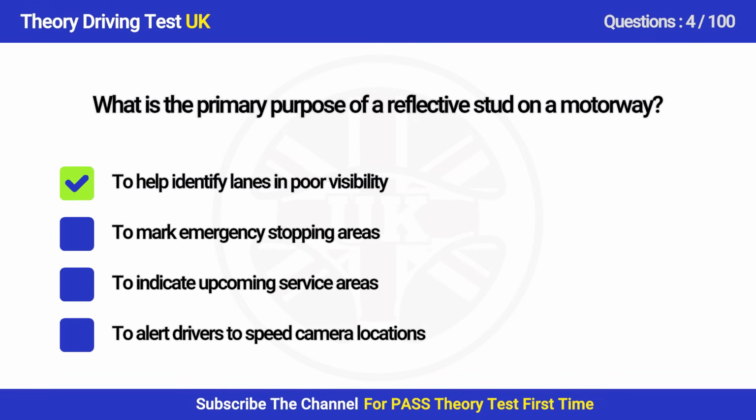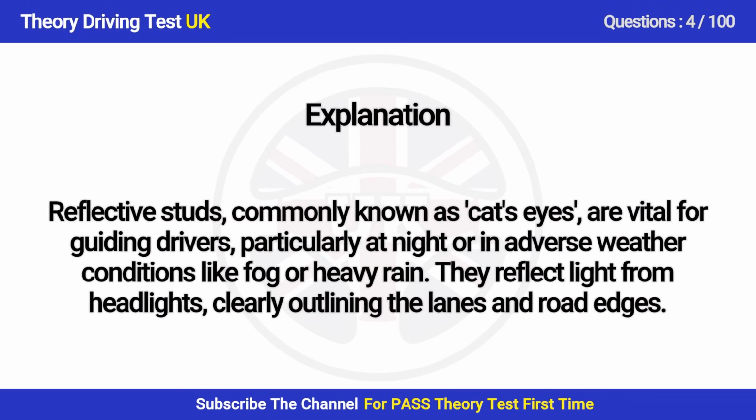Answer is A. To help identify lanes in poor visibility. Reflective studs, commonly known as cat's eyes, are vital for guiding drivers, particularly at night or in adverse weather conditions like fog or heavy rain. They reflect light from headlights, clearly outlining the lanes and road edges.